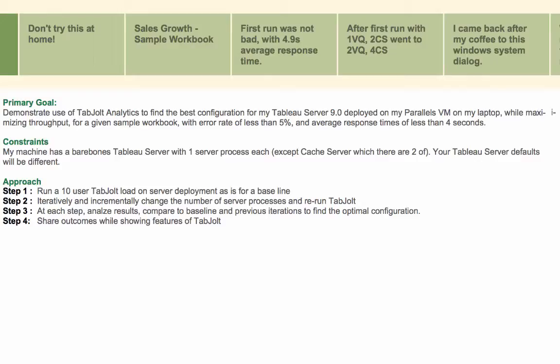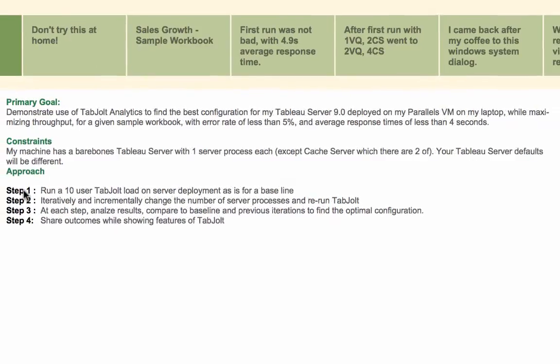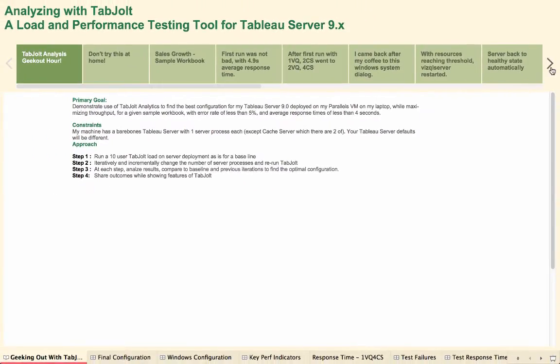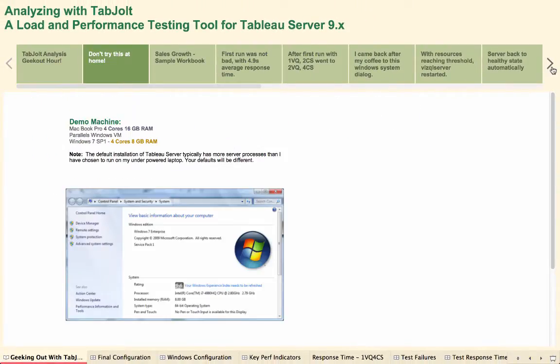So what I did is I ran a 10 user load using TabJolt on my laptop and worked through various configurations for the server to figure out which one works best. But I recommend you don't try this at home, because my machine is not a server class machine. I'm running this on a MacBook Pro with 4 cores and 16 GB, and it's running Windows 7 Service Pack 1, with 4 cores and 8 GB RAM on the VM itself.